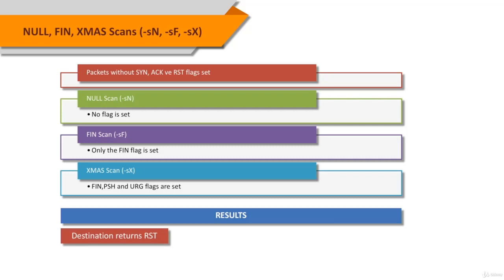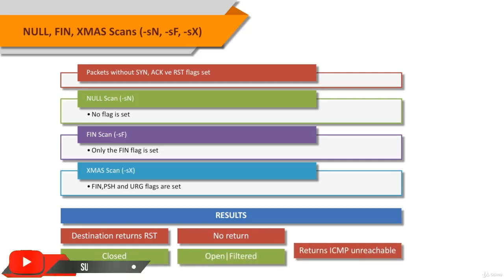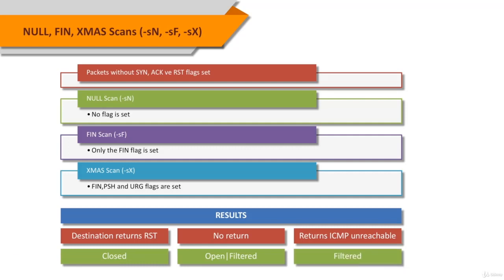If a RST packet is received, the port is considered closed, while no response means it is open or filtered. If an ICMP unreachable error, type 3, code 0, 1, 2, 3, 9, 10, or 13 is received, the port is marked as filtered. So as a result, with these types of scans, you can find out if a port is closed or not. It's not possible to understand if it's open or filtered if there's no response.